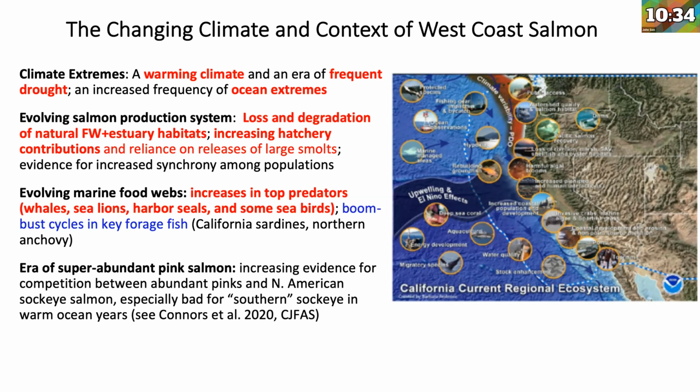And we see this especially, I think, in Chinook salmon hatcheries, both in California and in the Salish Sea, where this has also been associated with increased synchrony among populations between years, so that the system is becoming more volatile and less reliable. And out in the ocean, there's a lot of changes going on as well, with increases in top predators, including whales, sea lions, harbor seals, and some seabirds, boom and bust cycles and key forage fish populations.